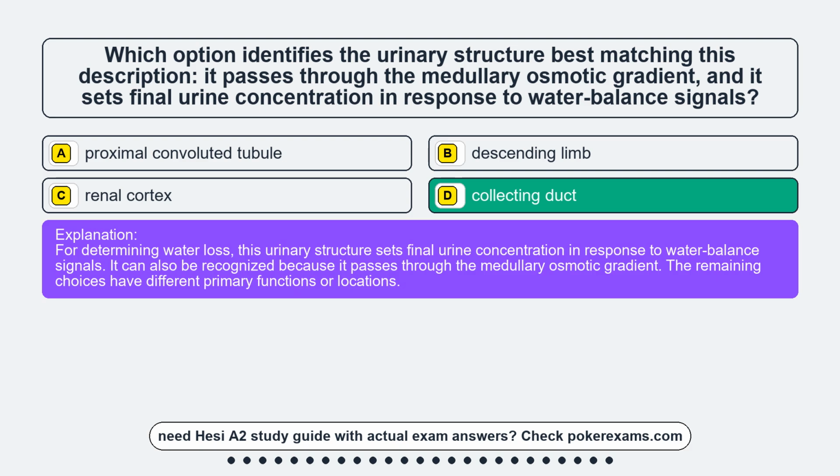For determining water loss, this urinary structure sets final urine concentration in response to water-balance signals. It can also be recognized because it passes through the medullary osmotic gradient. The remaining choices have different primary functions or locations.